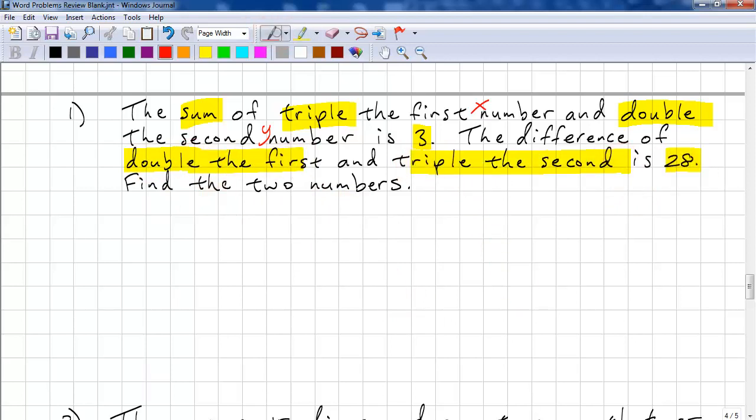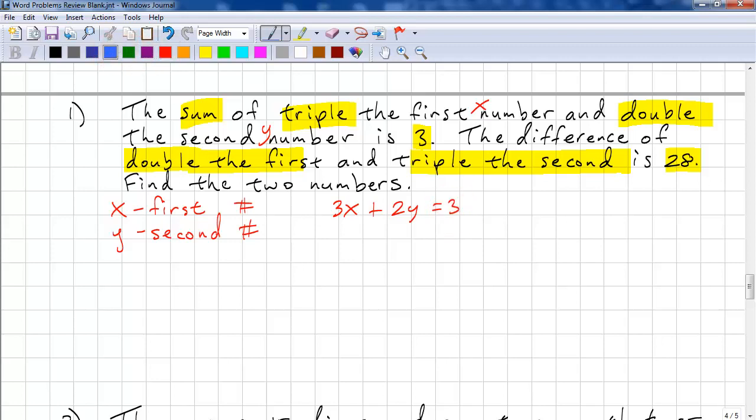Find the two numbers. Okay, so x equals first number, y equals second. It's not terribly important that you do this, but you should label it at least up here so that you remember which one is which. So we have triple the first number, that's 3x. We're talking about the sum, so that's plus. And you have double the second number, 2y. And it tells you that this is 3. Is means equals.